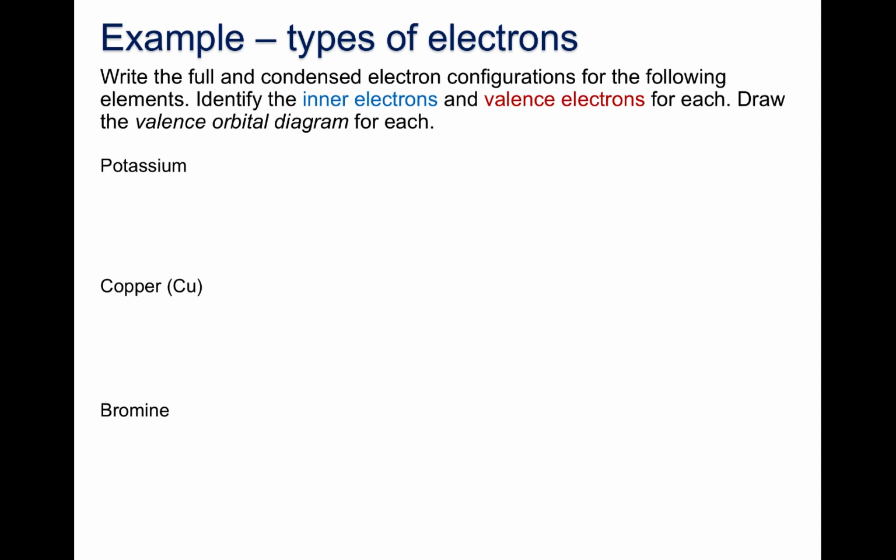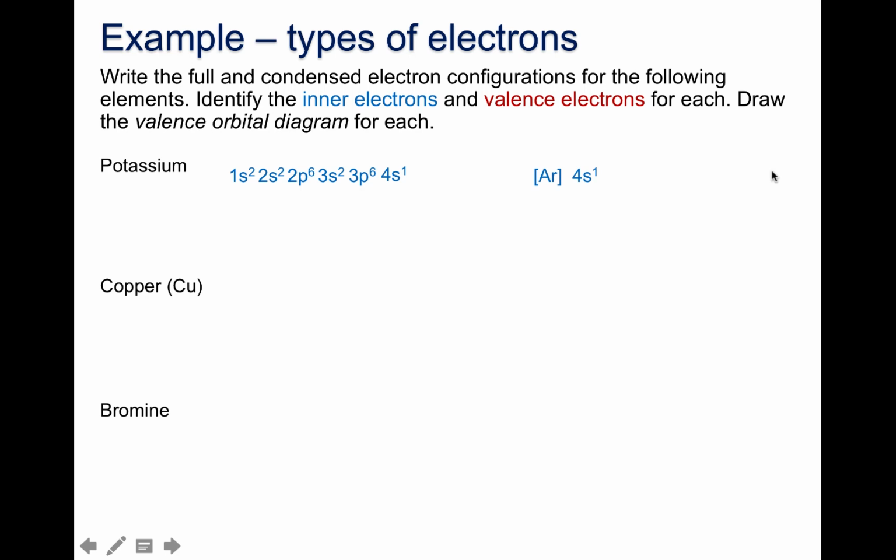All right, so for potassium, hopefully you have a periodic table in front of you. I didn't have enough space on the slide. Potassium is in group 1A and in period 4, so its highest energy electrons would be 4s1. So we've got 1s2, 2s2, 2p6, 3s2, 3p6, 4s1. If you wanted to write the condensed electron configuration, the noble gas that comes before it would be argon, and then we would write 4s1 after it.